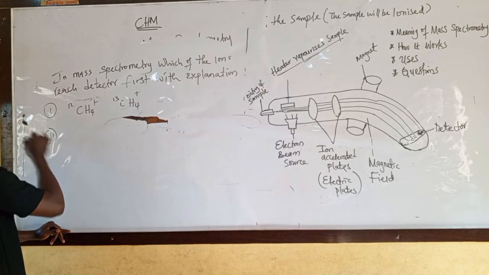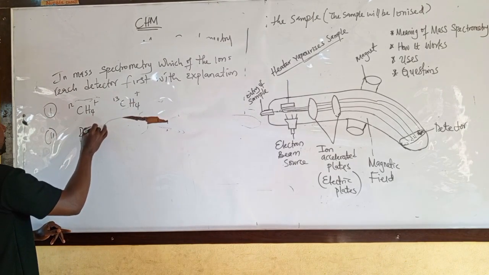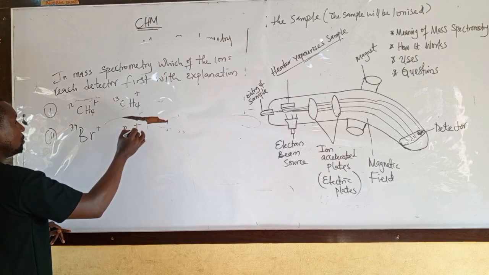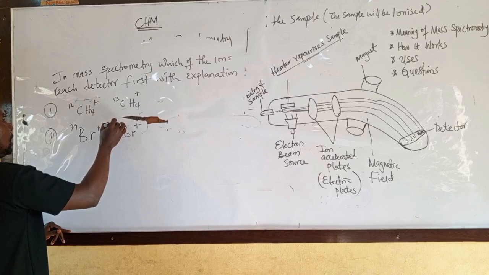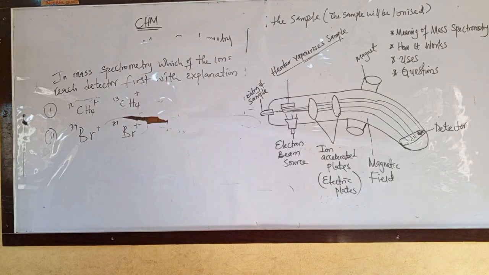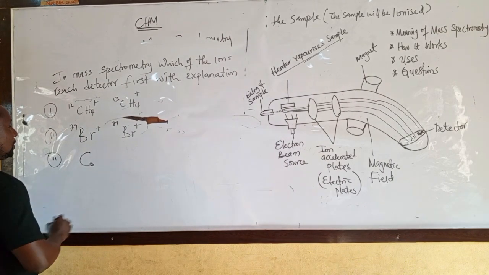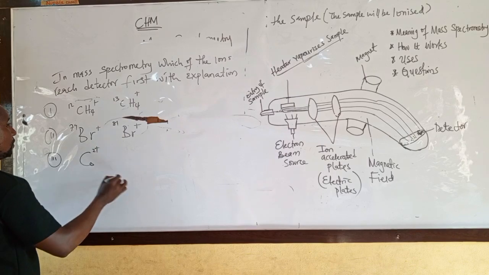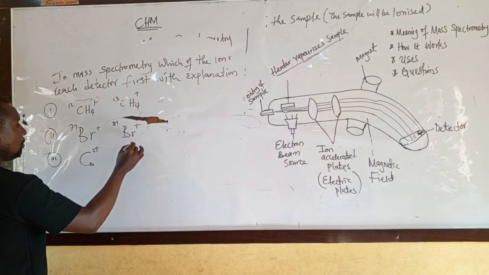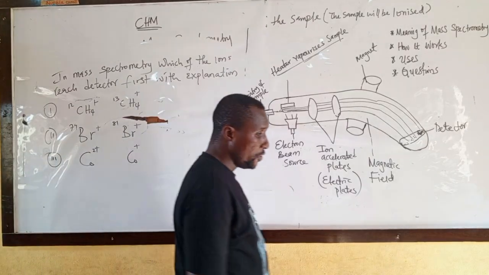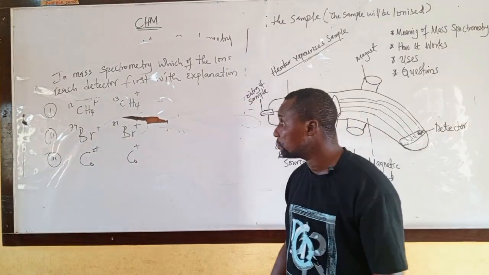You have the second one, bromine plus 79, bromine plus 80, and 81. Let me add one more: cobalt plus 2 and cobalt plus 1. Let us look at this. Which one of them will reach the detector first?